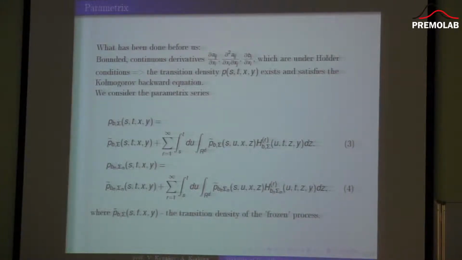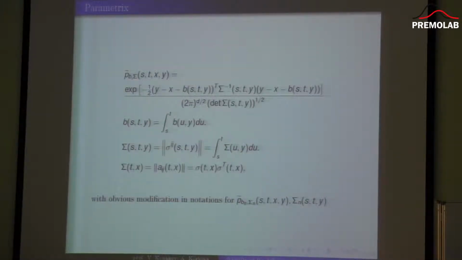representation as if we are under the standard assumptions. What does it mean, P tilde and H? P tilde is the transition density of the so-called frozen process. That means that in the basic process we freeze the points t and y, so we will gain a process with a Gaussian transition density. So it's a nice property. And what should be mentioned is that this is just a function that depends on the coefficients of the starting processes and nothing more.